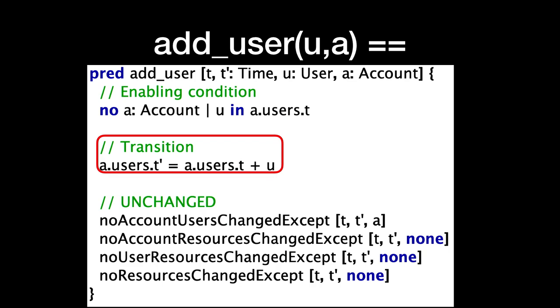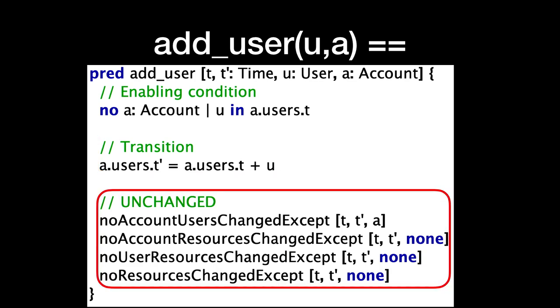Here's the actual transition. The account's users at t prime should equal the account's users at time t plus u, very much like TLA+ there. Here's the really annoying part, the unchanged. Now, anyone that's written TLA+ for a long time probably gets annoyed once in a while having to track all the unchanged stuff. Trust me, that is a much better world than what Alloy makes you deal with.